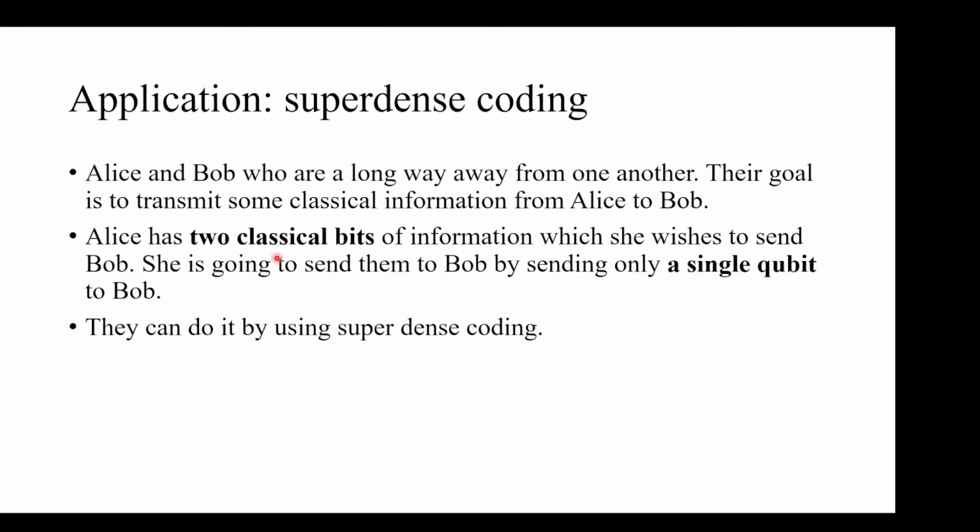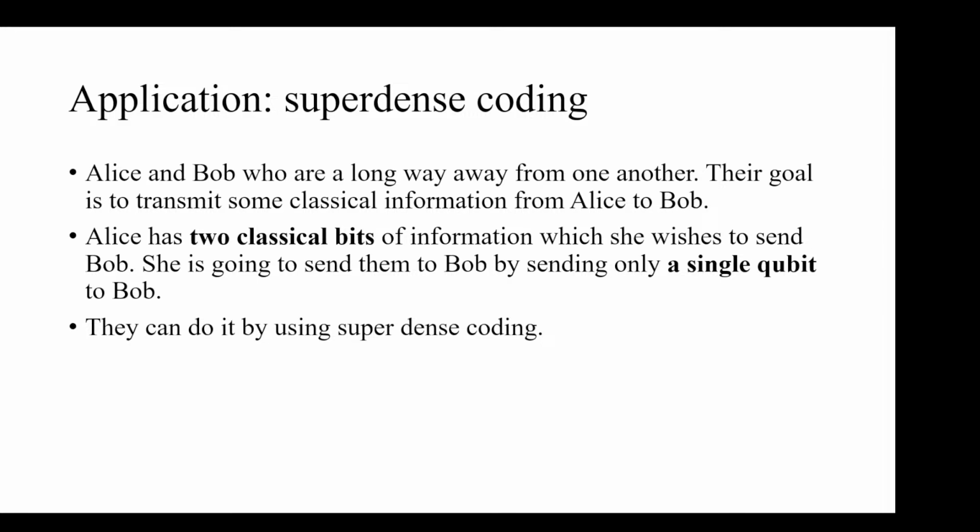So yeah, Alice is going to send Bob one state, that's the one qubit state, and at the end of the protocol, Bob will learn the two classical bits Alice wants to transmit to him. Okay. And yeah, this is possible. We can do it by using the so-called superdense coding.